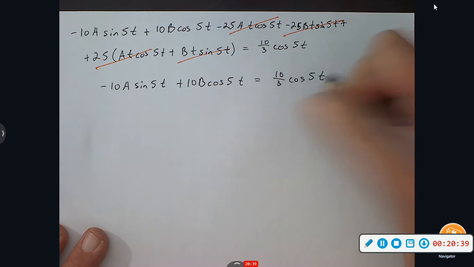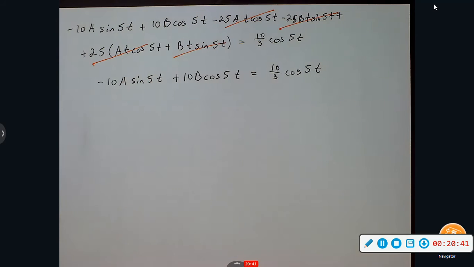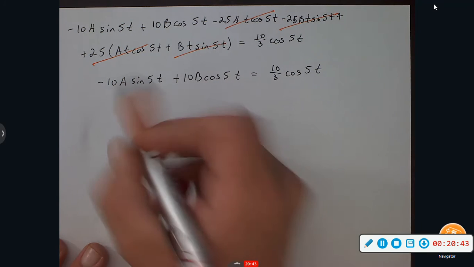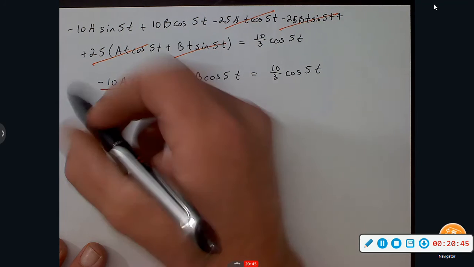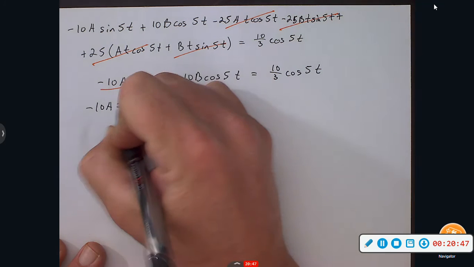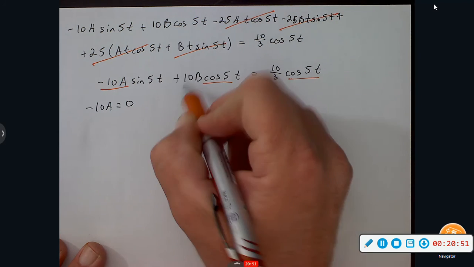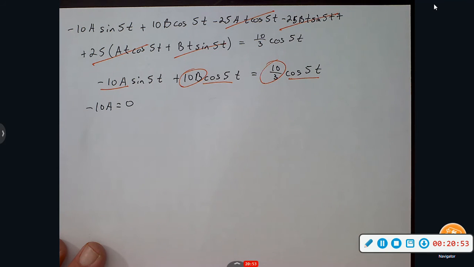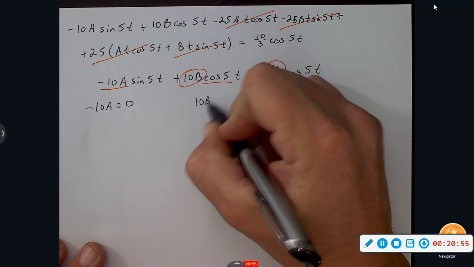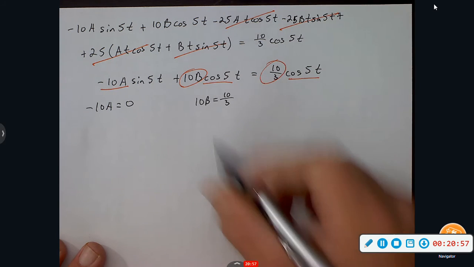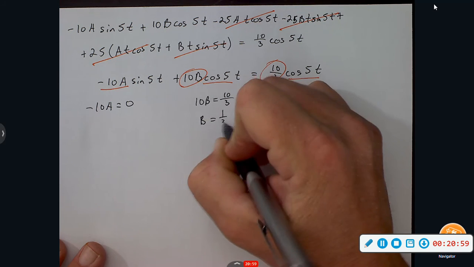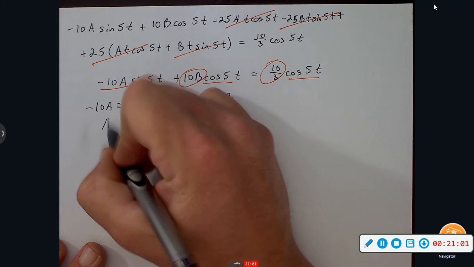Getting closer to the end. So now we match up. Remember, there's no sine function, so this part equals 0. There is a cosine function, so 10b is equal to 10/3. So b is just 1/3. A is 0.